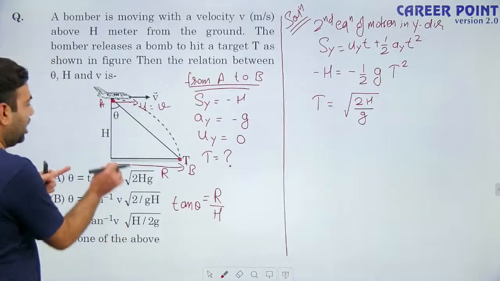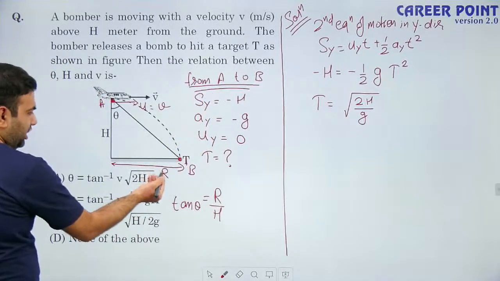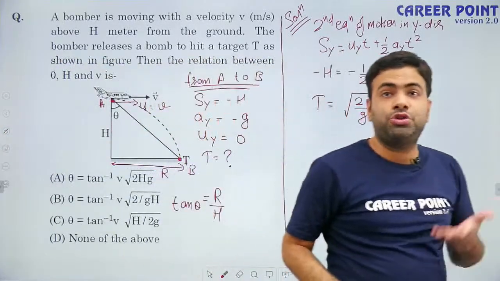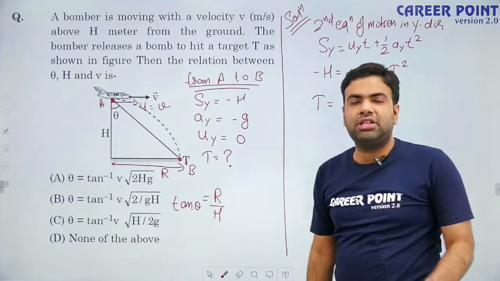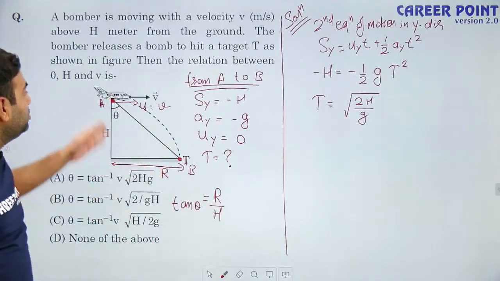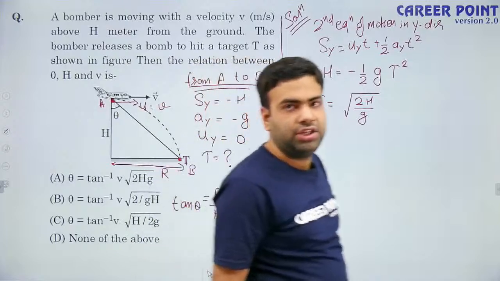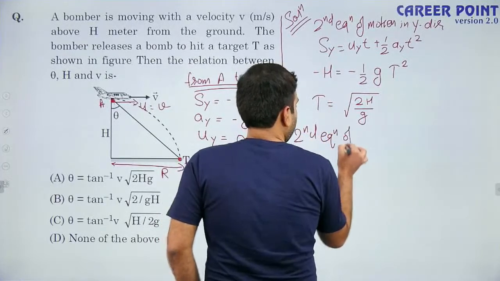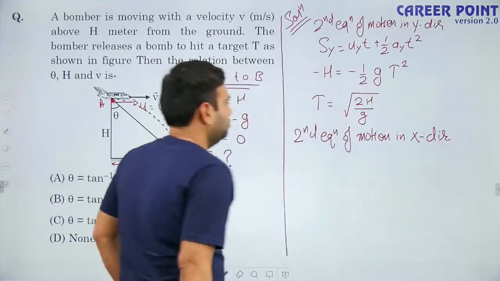Okay. Now, because I want range, what do I want? I want horizontal displacement from A to B. What is range? Range is simply horizontal displacement from A to B. So, if I want range, tell me which equation of motion should I use? I want to calculate the horizontal displacement from point O to B, in which the time taken I know, which is under root 2h by g. So which equation of motion should I use? If I use the second equation of motion in x direction, I will get the range.